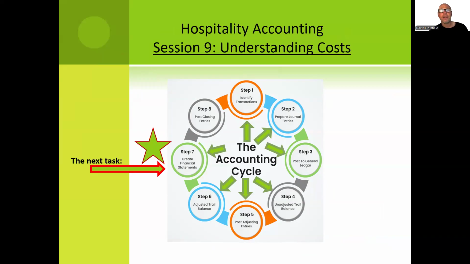Our next task is we get to create those financial statements using all the knowledge that we have to this point. So objective here, understand revenue and profit and costs and how they shrink and how they all go together. Target met, objective met, end of video.